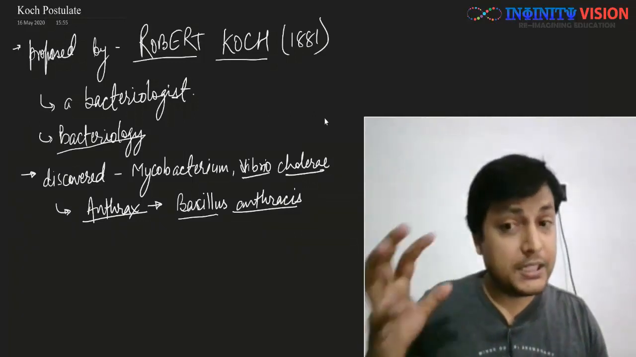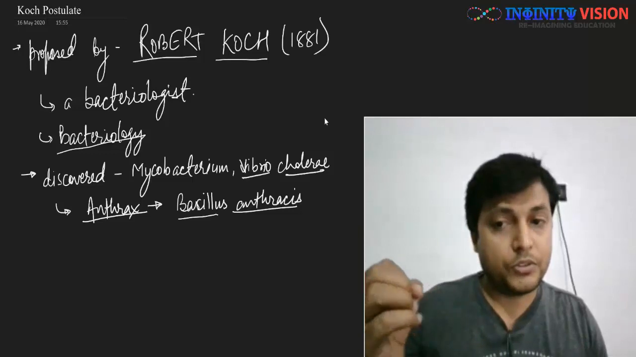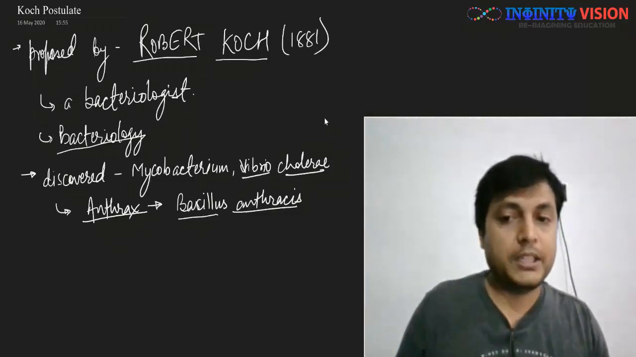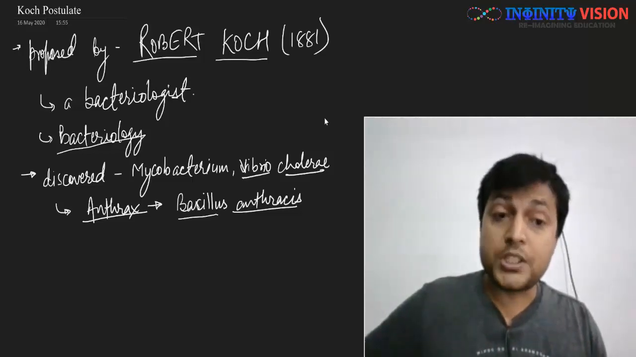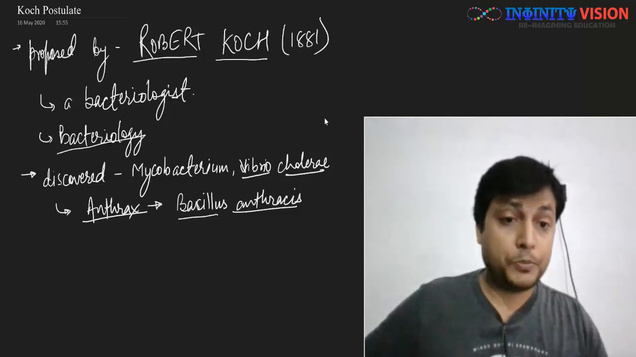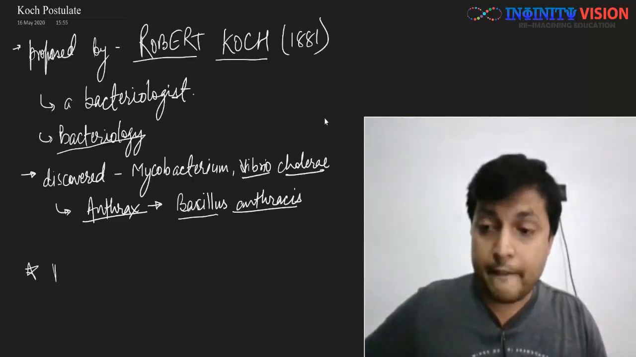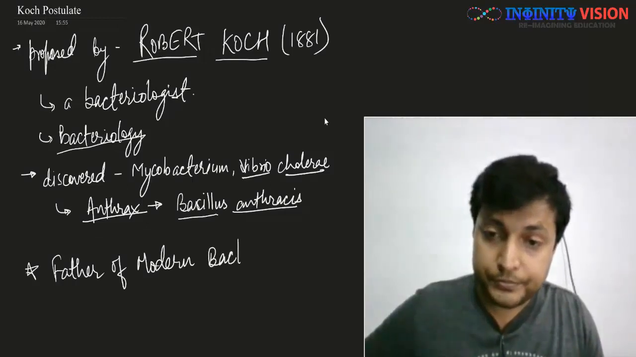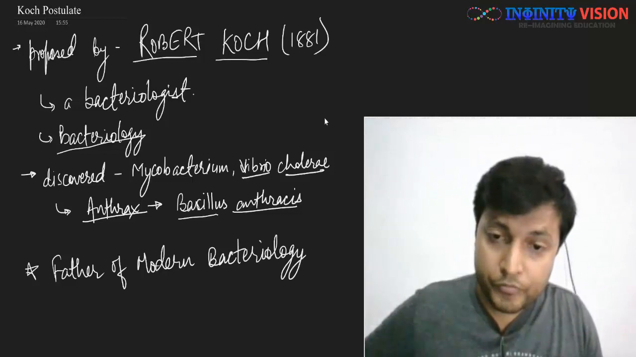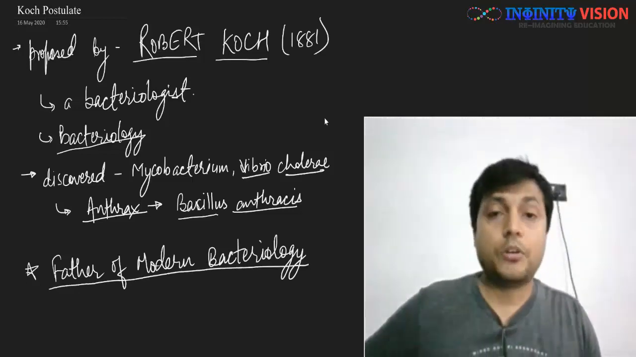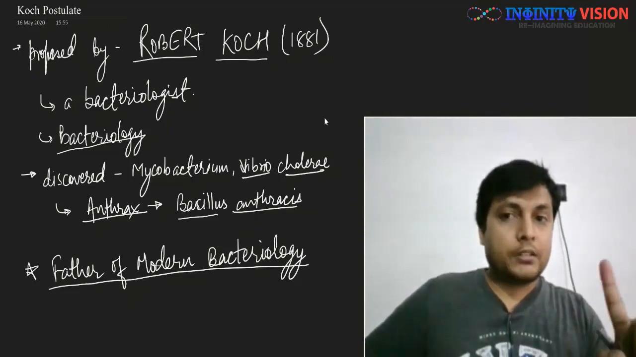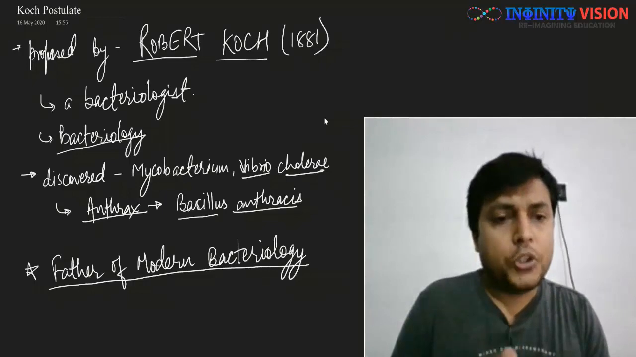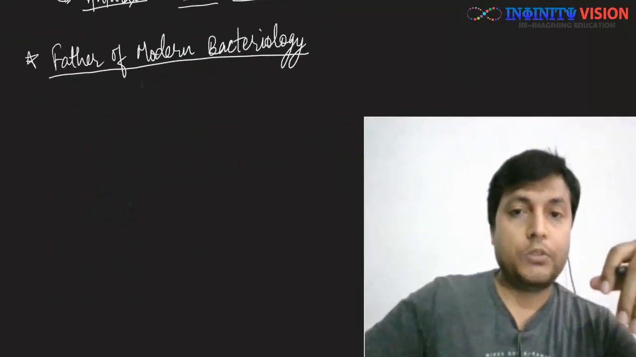Now because of these significant contributions, like discovery of Mycobacterium, Vibrio cholerae, work on anthrax disease caused by Bacillus anthracis, and the most renowned work, that is the proposition of Koch postulate, he is regarded as father of modern bacteriology. So father of modern bacteriology is Robert Koch. Great. So this is a brief biography of Robert Koch. Now, Robert Koch gave this Koch postulate. What this postulate is, let us see.